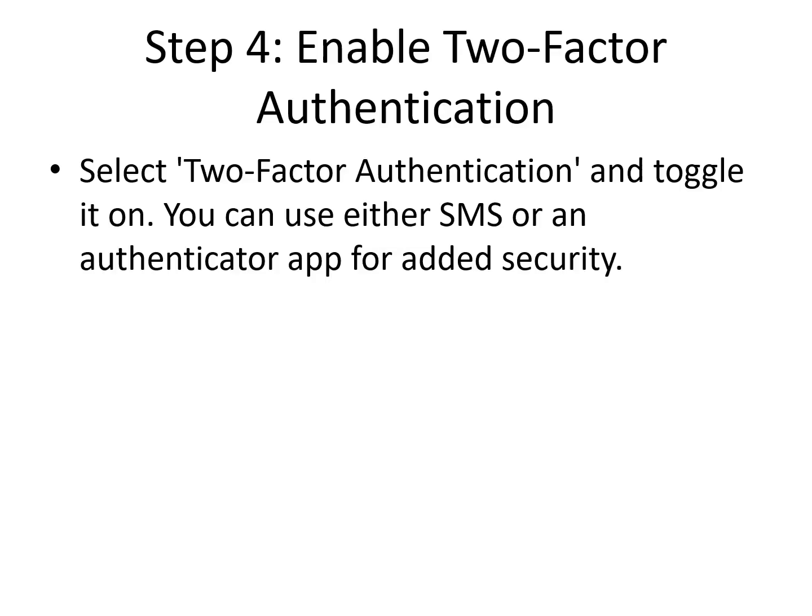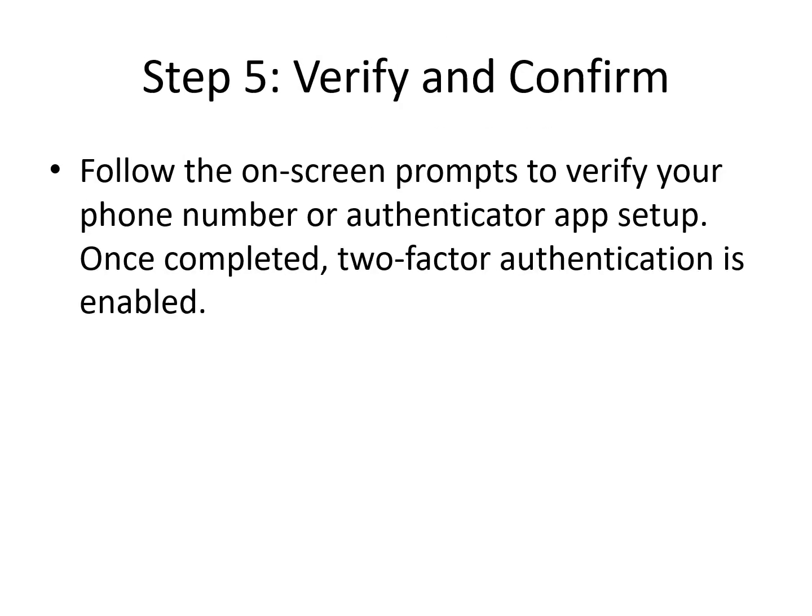You can choose to receive a code by SMS or use an Authenticator app for stronger security. Step 5. Follow the instructions to verify your phone number or Authenticator app. Once completed, two-factor authentication will be enabled, adding an extra layer of protection to your Robinhood account.